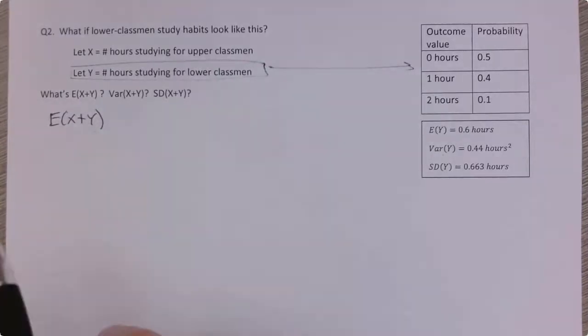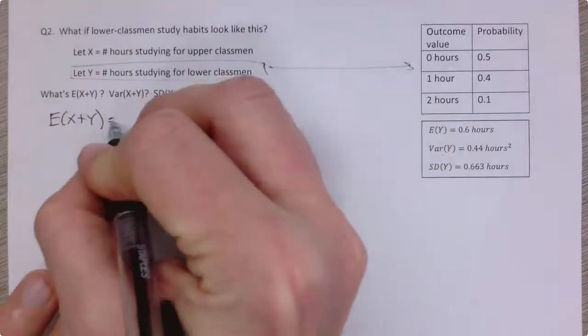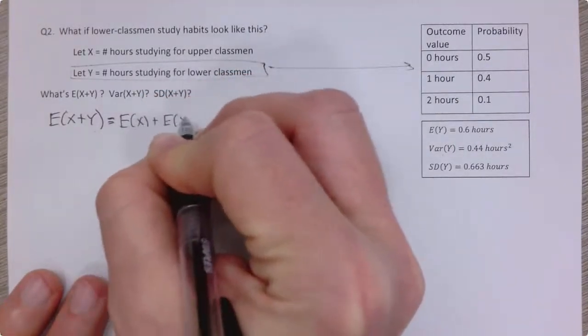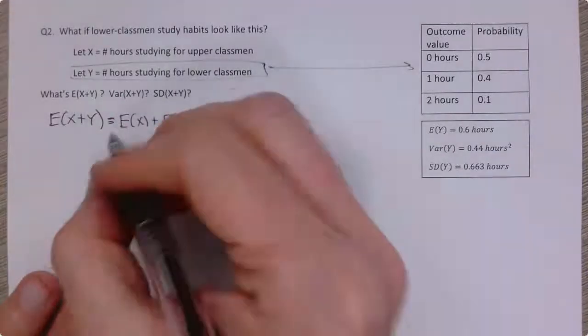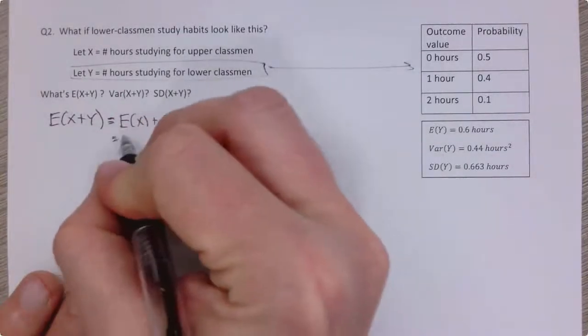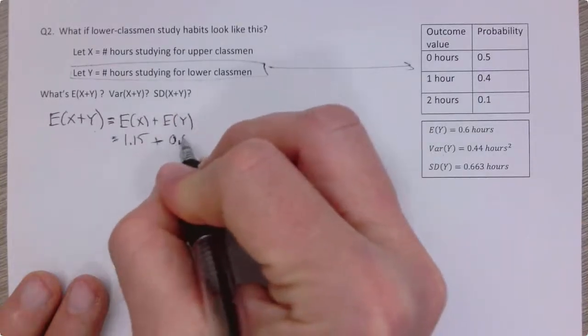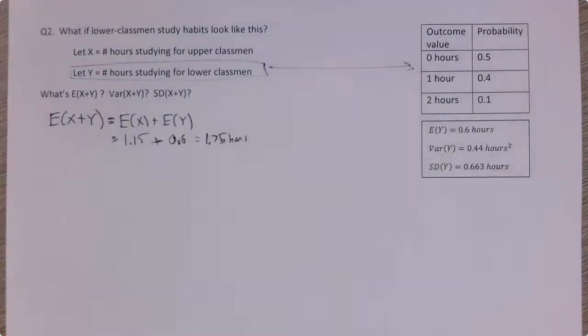So what's the expected value of that distribution? Well, from the rules above, it should just be expected value of x plus expected value of y, and we can just read those from the other places. This we calculated on the first page. This I told you right here. And so the answer would be 1 3/4 hours.